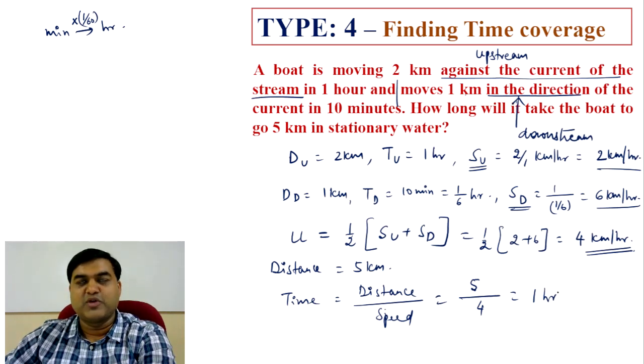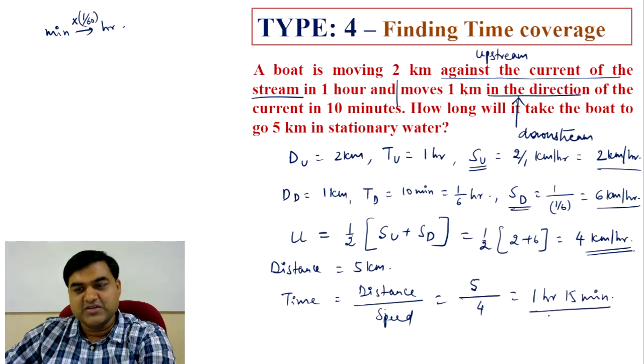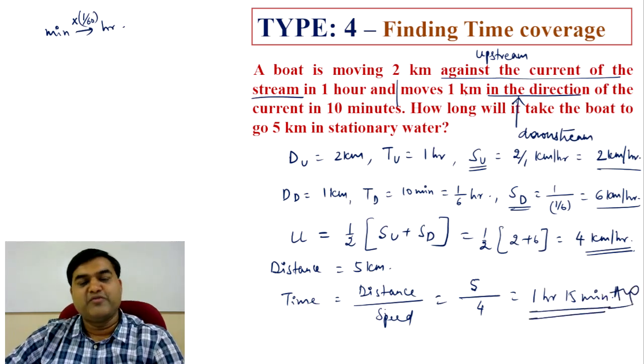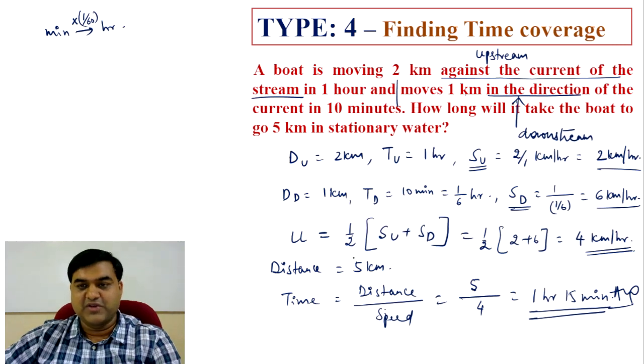1 by 4 hour can be written as 15 minute, because 60 minute is 1 hour. So 1 by 4 of hour is 15 minute, right? Okay, 60 divided by 4. So 1 hour 15 minute is the answer. We got the time taken by the boat in stationary water to travel 5 kilometer, that is 1 hour 15 minutes. It can be also written as 1 by 4.